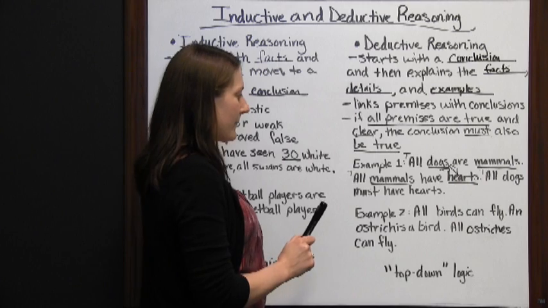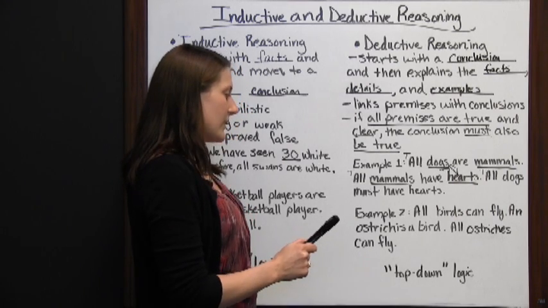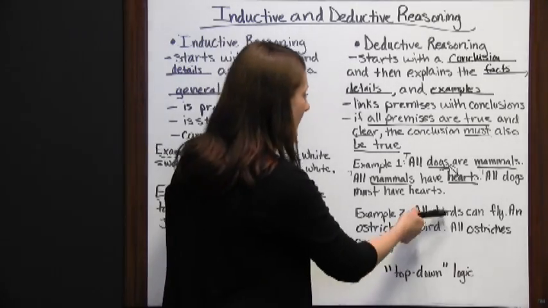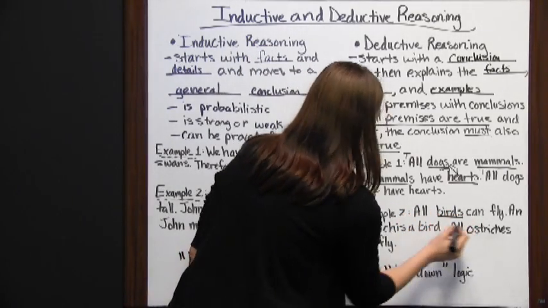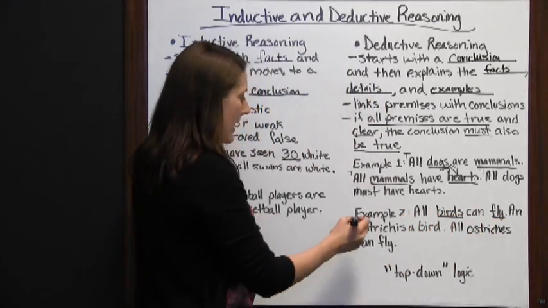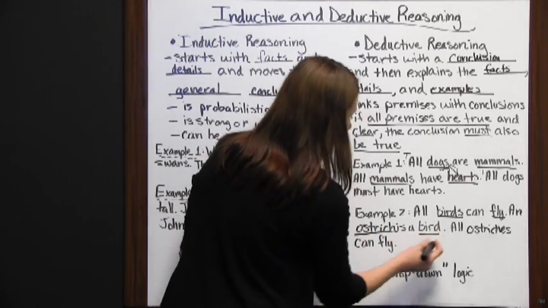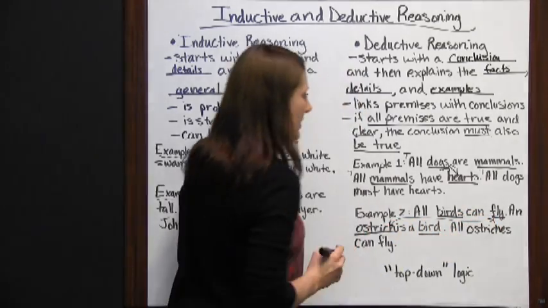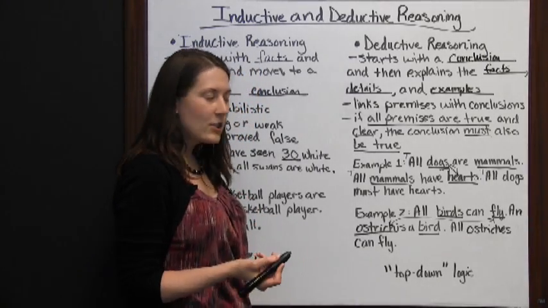All birds can fly. An ostrich is a bird. All ostriches can fly. So we use the fact that we know all birds can fly and an ostrich is a bird to tell us that an ostrich must be able to fly. So let's look at each of those statements.